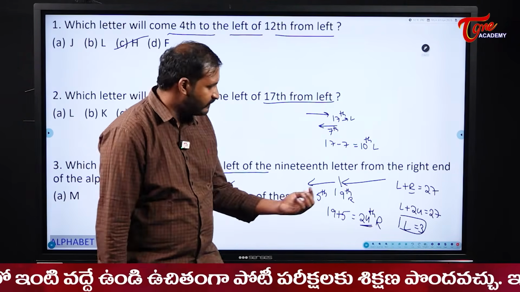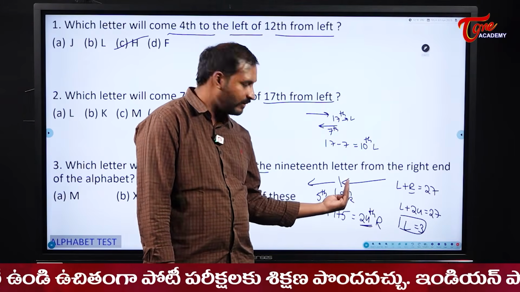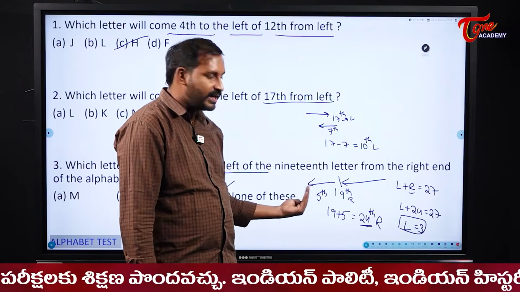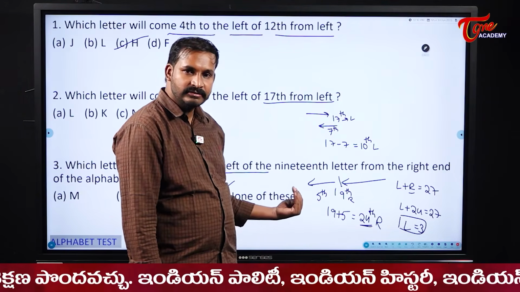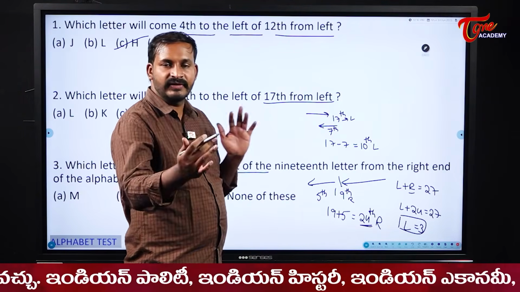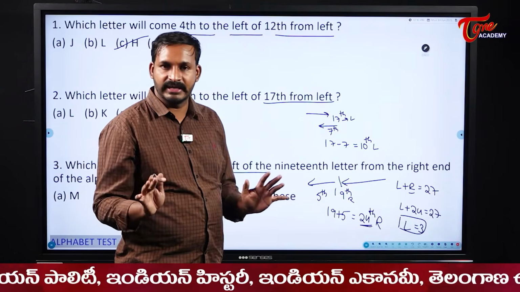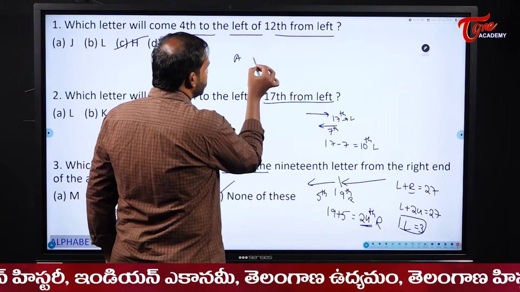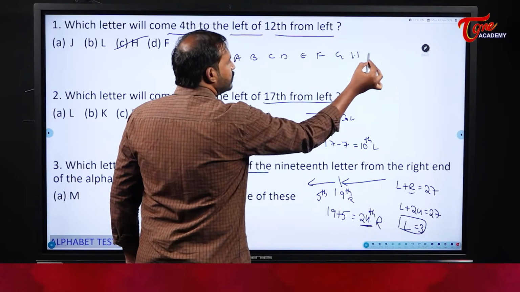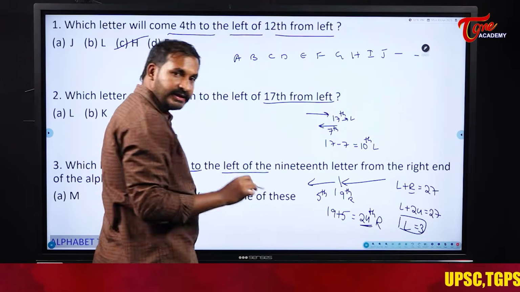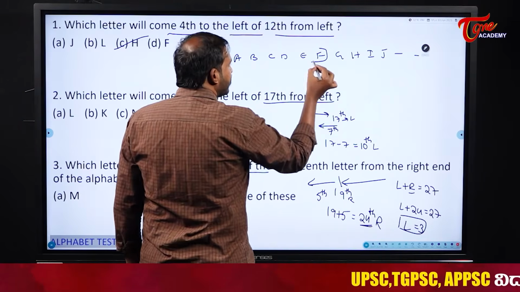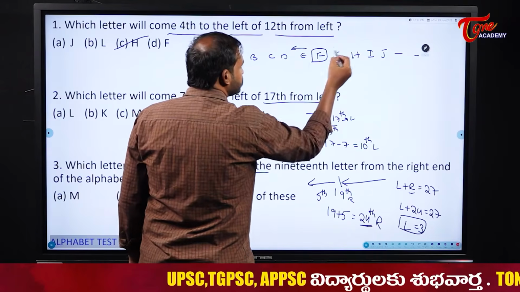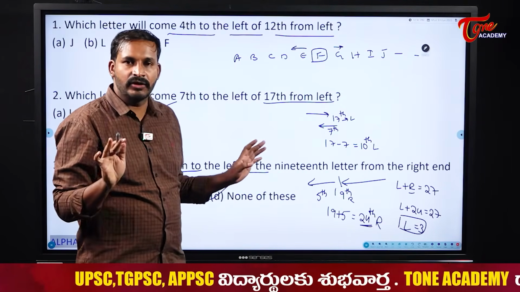Now, please observe carefully here, students. From the right side, 19th alphabet and to its left. To its left means in the same direction. You are moving in the same direction, right? Whether you are checking from right side or left side, the left and right remain the same. We know that alphabets are in this manner, right? And so on. Now for F, whether from left side or right side, my left and right will remain the same. It will not be changed.